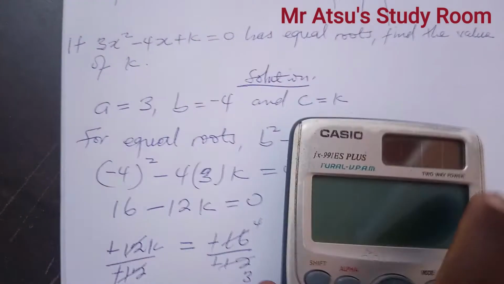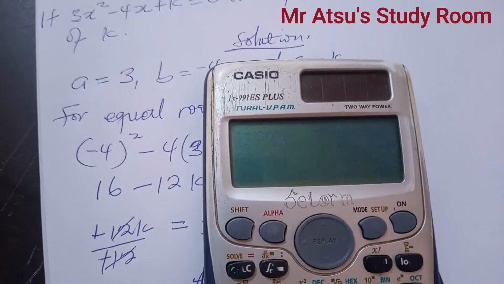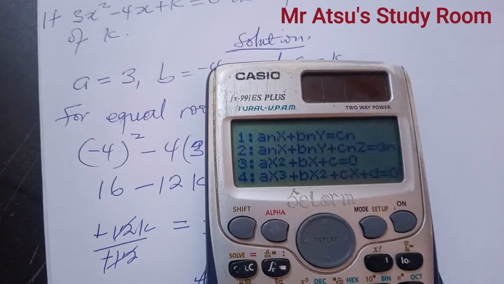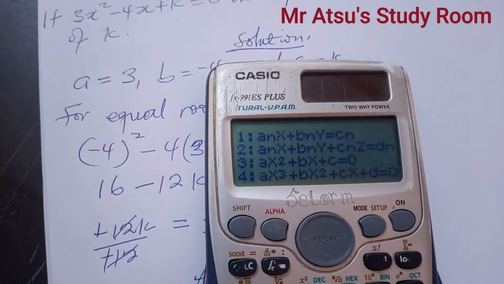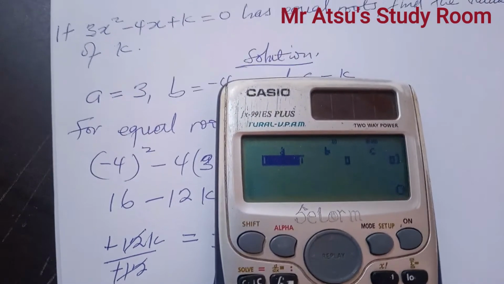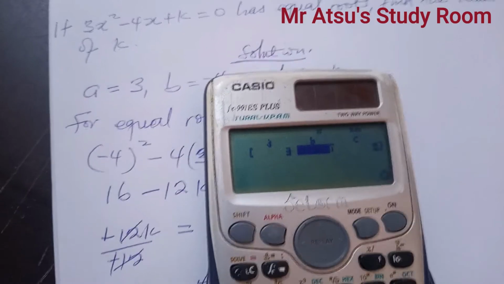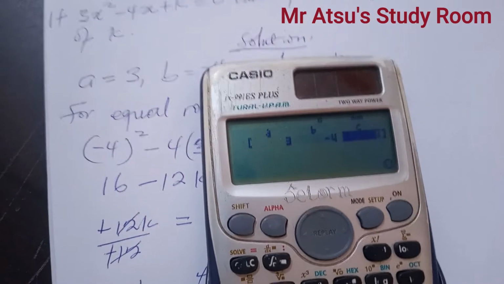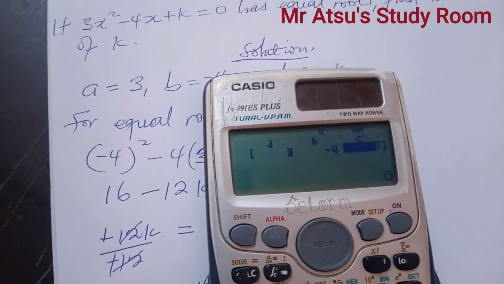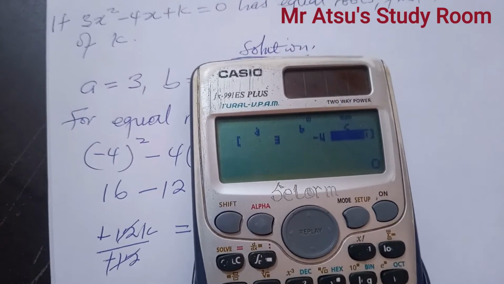We can also verify with the calculator. We go to mode, then equation, which is 5, then quadratic equation, which is 3. All right, so our a is 3, our b is -4, and our c is now 4/3, just as we wanted.